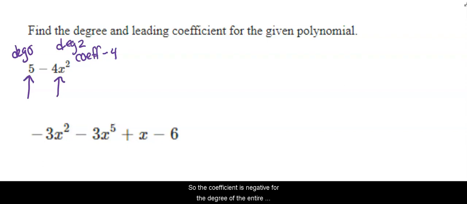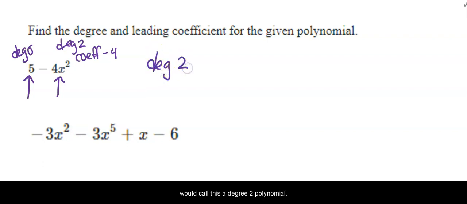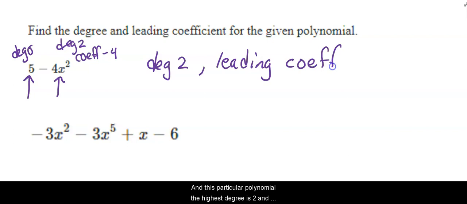The degree of the entire polynomial is the highest degree on any one term. So I would call this a degree 2 polynomial. The leading coefficient is the coefficient of the term that has the highest degree. In this particular polynomial, the highest degree is 2, and the leading coefficient would be negative 4. What about the next problem?